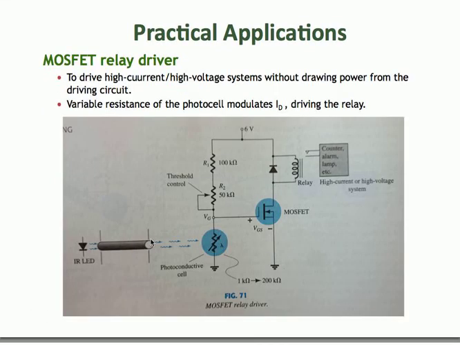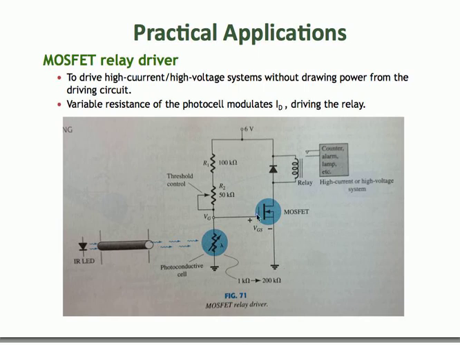Let's have a look at a practical example of how a MOSFET functions as a relay driver. The idea is that you use the MOSFET to drive a high-powered system without drawing power from the driving circuit, from the input source. In this example, you have a MOSFET connected to a relay, and that relay drives a high-powered or high-voltage system. This can be an alarm, a lamp, a heater, a fan, or a motor, as long as it is high powered, right?